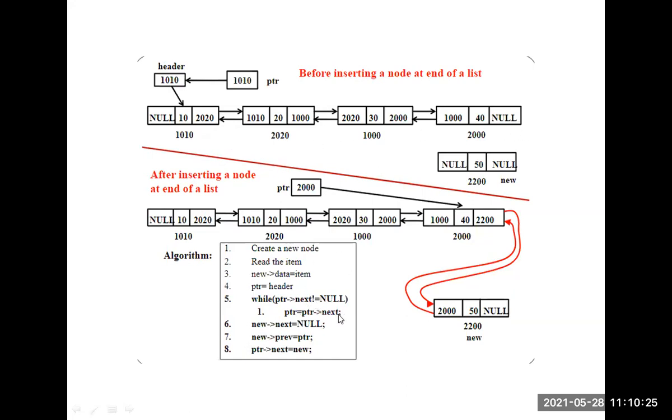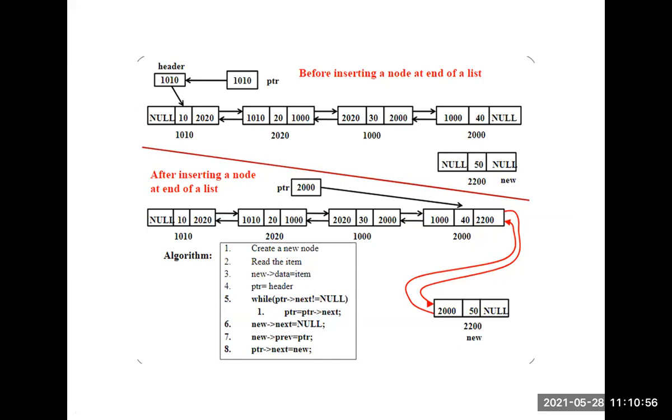Ptr equal to ptr of right link. Presently ptr is 1010. Then ptr of next is 2020, so 2020 is stored in ptr. Then 1000 is stored in ptr. Then 2200, then 2000 is stored in ptr. After that ptr of next is null, so it comes out of the loop. Now ptr address is 2000.